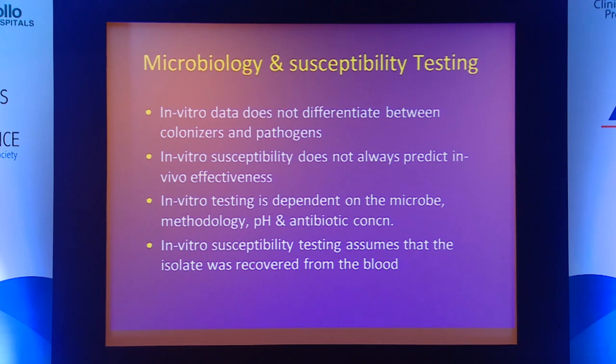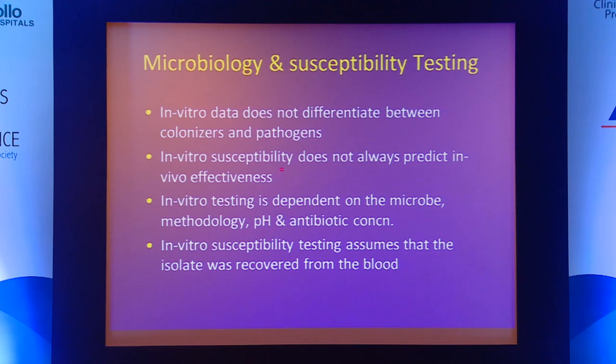There is no test under the sun which will help differentiate a colonizer from a pathogen. So if you take a swab from an ulcer and it grows a bacteria, nobody can tell you whether that is a bacteria sitting on the surface of the ulcer just keeping quiet, or it is the bacteria causing the infection against which you need to use an antibiotic.